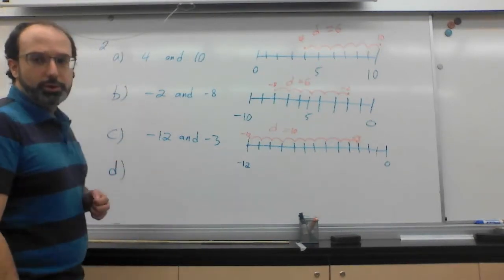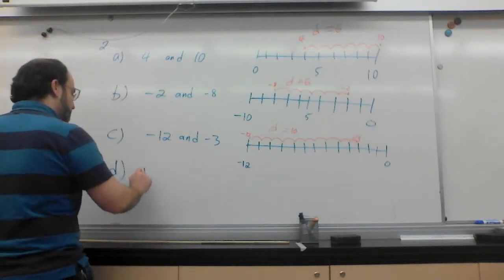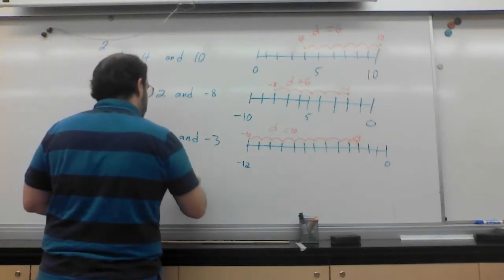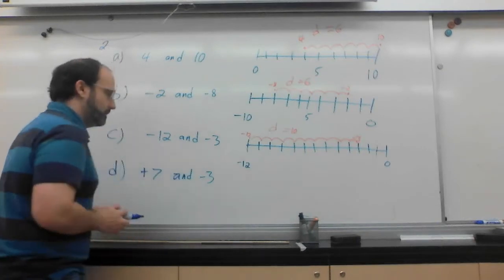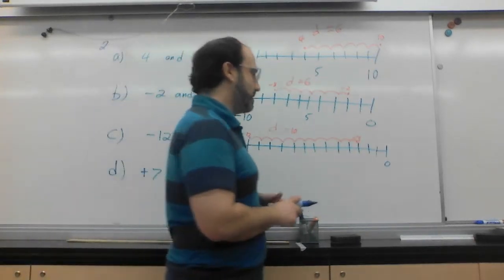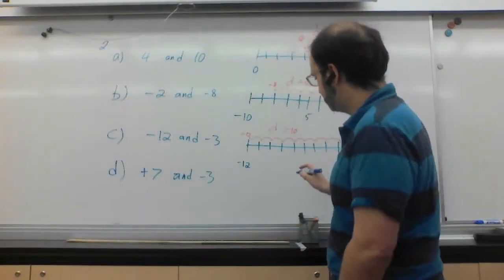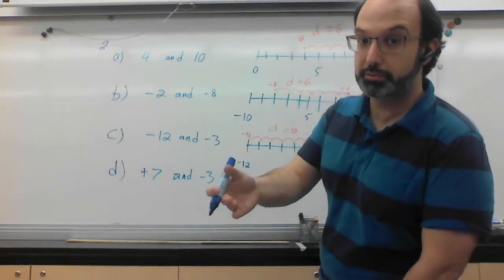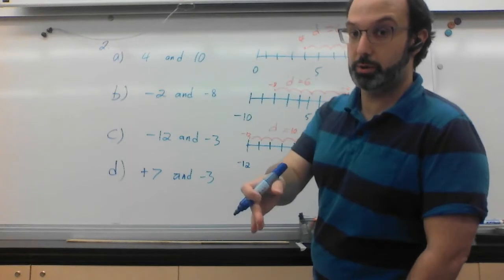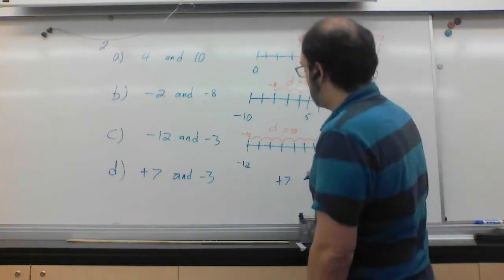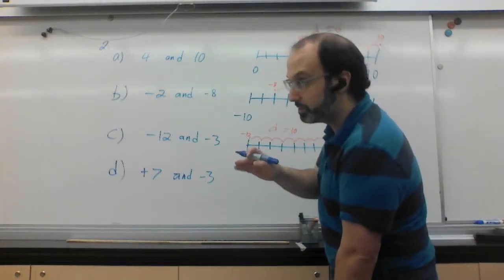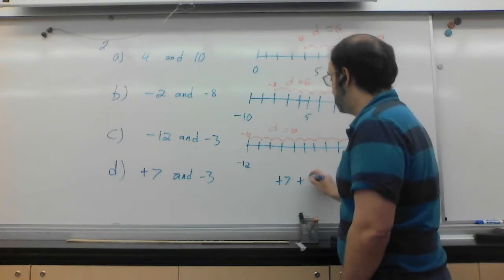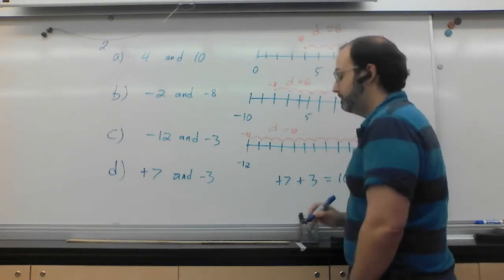D. We're going to have +7 and -3. Okay, so we're starting at +7. And then we are going to -3. Well, 7 to 0 would be 7. So that's going to be at least 7. And then I'm going to take 3 more steps. So that's going to be 10.